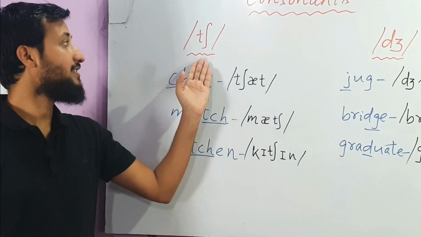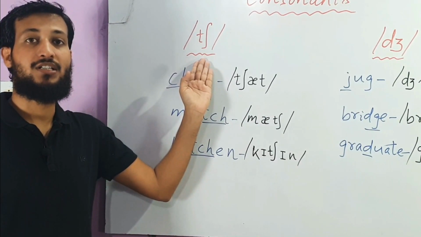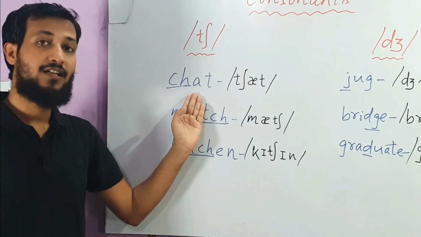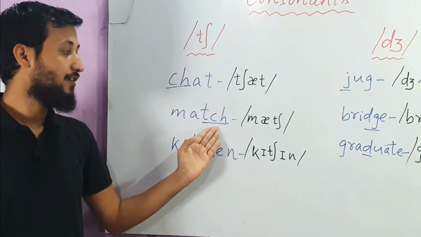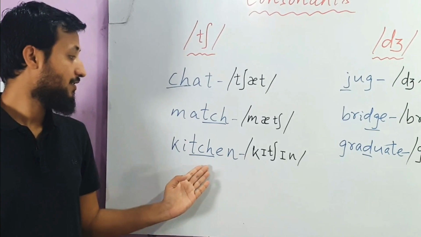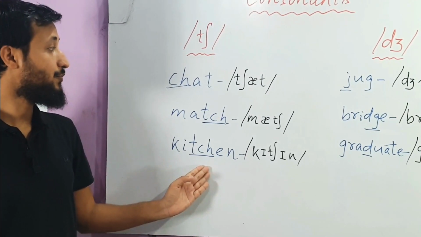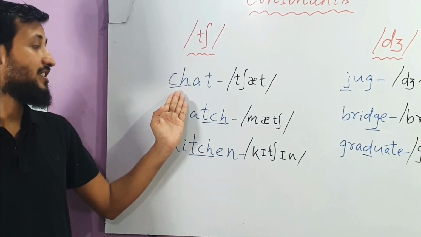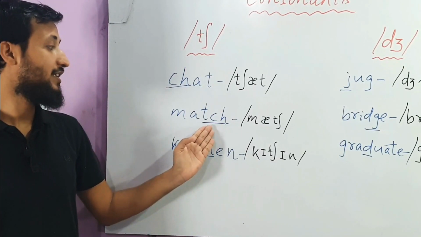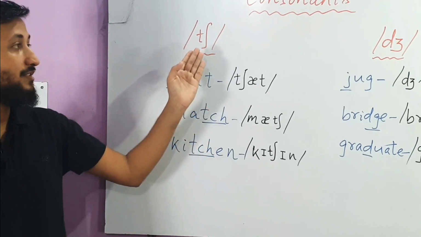The next symbol represents the ch sound, as in chat, match, kitchen. You should pay attention that here CH produces this sound, here TCH produces this sound, and here also TCH produces this sound.